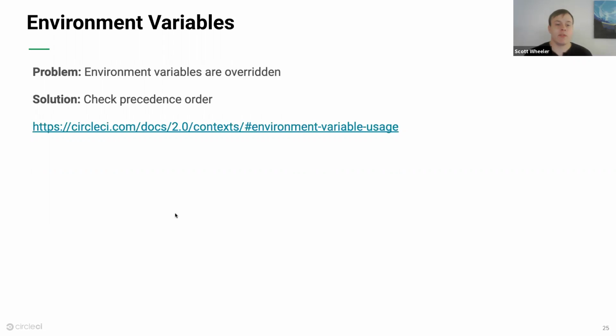Some common problems with environment variables: environment variables are overwritten. Check precedence order. There's a good chance that if you have an environment variable specified in your config.yml, it's being overwritten. The environment variable might also be set in the project settings or in context.